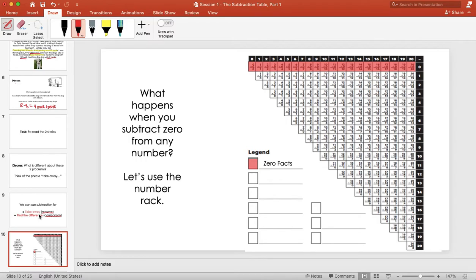Now we're going to look at this subtraction table, and this is kind of like your addition table. This says, what happens when you subtract 0 from any number? And it says, let's use the number rack, but we're not going to do that right now. So, 0 facts. If I have 0 minus 0, it's going to equal 0. If I have 1 and I don't take away any, it's going to equal 1. If I have 2 and I don't take away any, it's going to equal 2. So anything minus 0 is just going to be itself.